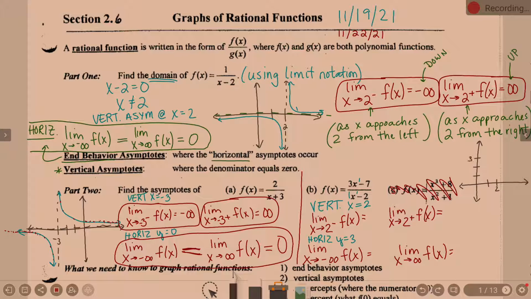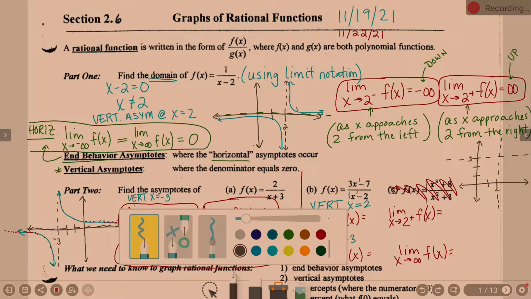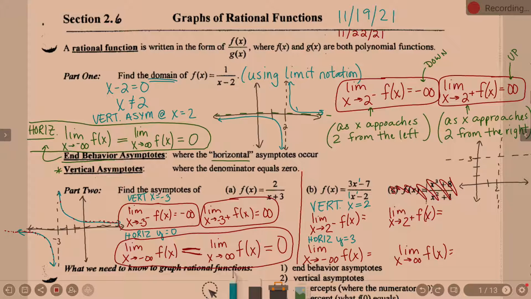Okay, so we talked about there being a vertical asymptote at x equals 2. We talked about there being a horizontal asymptote at y equals 3. Now, my graph... Okay. If you graphed it, did you get the same two curve things going on?